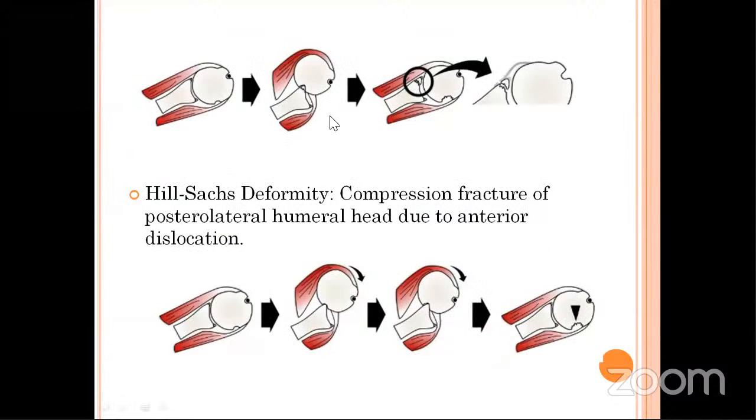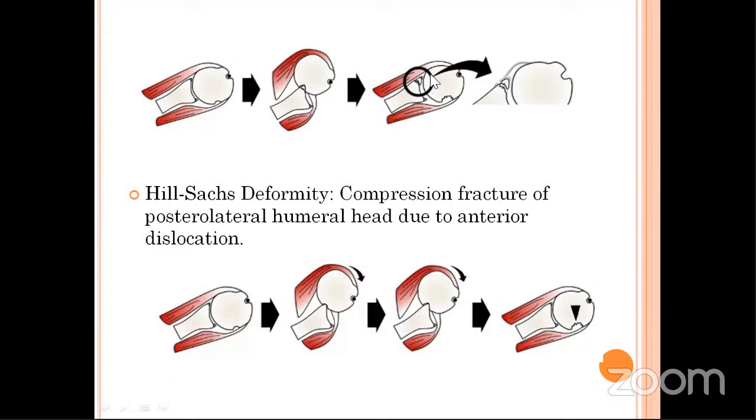So this above image shows a bony Bankart lesion, where it is a superior view where you can see the anterior dislocation and there is fragmentation of bone. So along with the soft tissue injury, there is bony fragment involvement. So this is a bony Bankart lesion.